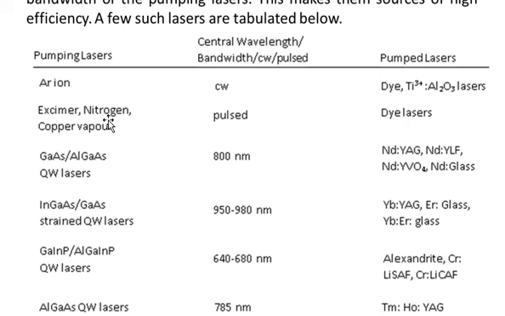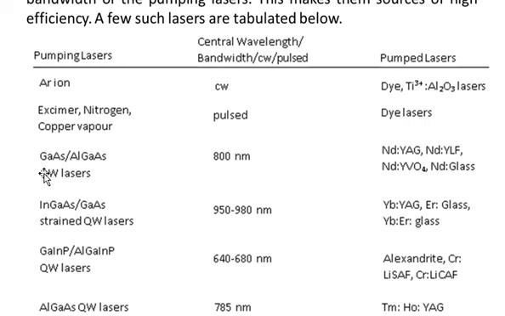Then we have the nitrogen laser, again a pulsed laser, with an operating wavelength of 337.1 nanometer. Then we have the copper vapor laser, which operates at 510.6 nanometer. So I have given specific wavelengths for these three types of lasers. All these are pulsed lasers, and these are used to pump dye lasers. Many types of dye lasers are possible here.